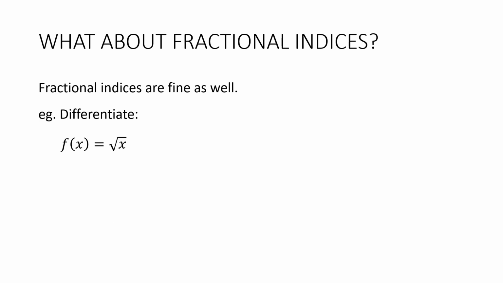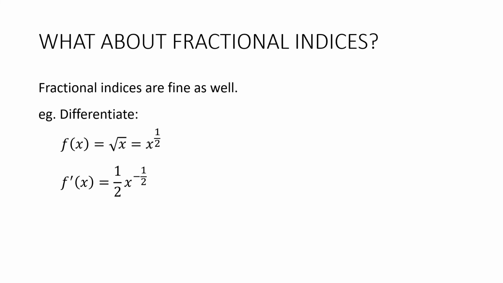How about if we write the question like this? f of x equals the square root of x. We need to turn this into index form first. This is the same as x to the power of a half. Now we can differentiate. The half comes down, x, drop this power by 1 gives us negative a half.